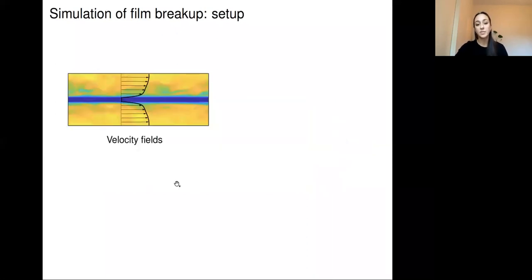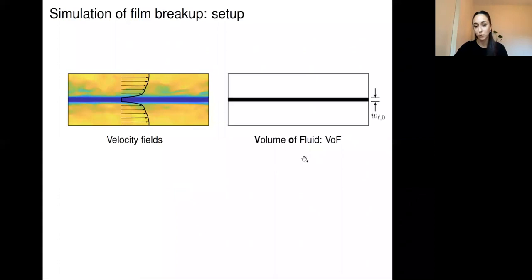Okay, so now that gives us our velocity fields, and of course for the two-phase simulations we also require an initial condition for the VOF, or the volume of fluid, for this multi-phase simulation. That's pretty easy. Again, we have this initial thickness for the film. When we're in the film, so this black region, we set the VOF to be 1, and when we're outside of it, we set the VOF to be 0.